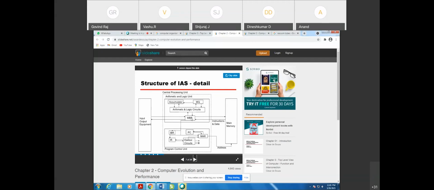And the memory buffer register will transfer the data to the arithmetic and logic unit, and it goes to the accumulator for executing. So this is the arithmetic and logic unit. And the arithmetic and logic unit is supported by the other registers like the program counter, memory address register, control circuits, instruction register, and instruction buffer register. Okay, the whole thing comes under the program control unit.